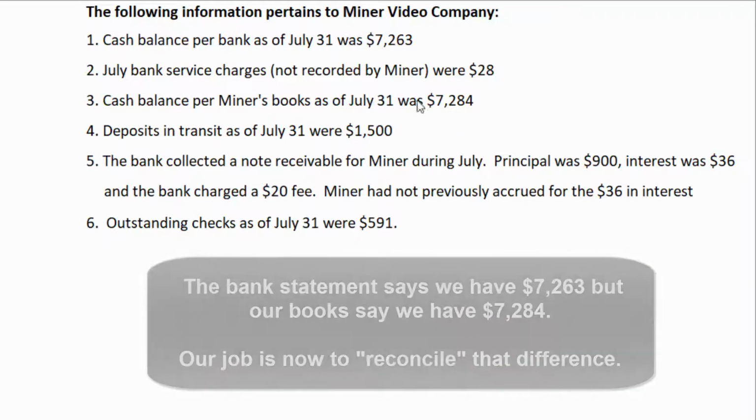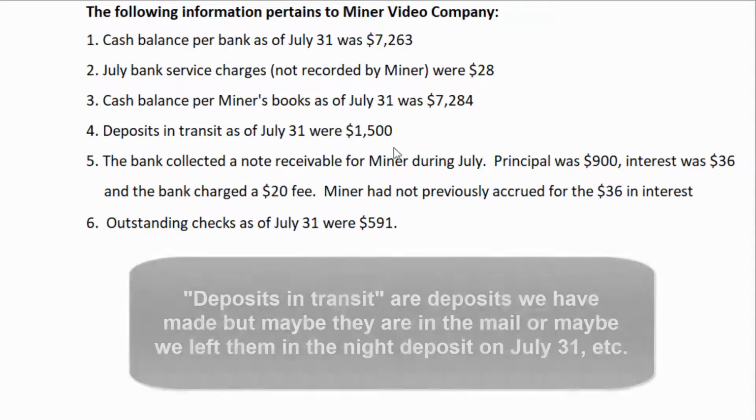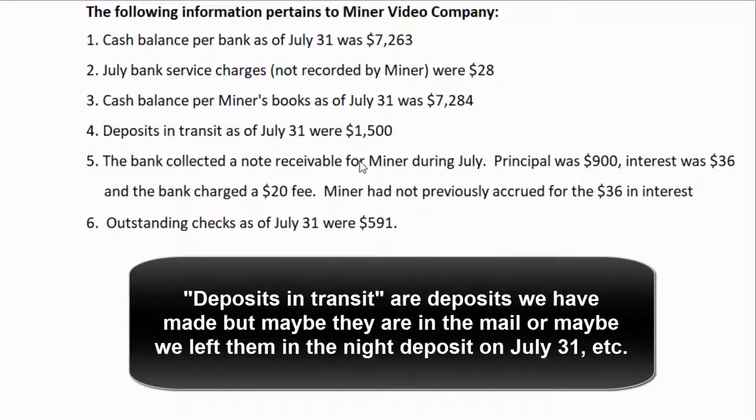So there's some bank service charges. We don't know about those. We're minor video. We don't know about those until we open up our bank statement. Deposits in transit were $1,500. We marked those down in our books that we made that deposit, but they haven't arrived at the bank yet as of July 31st.